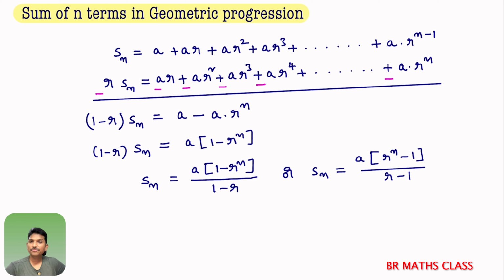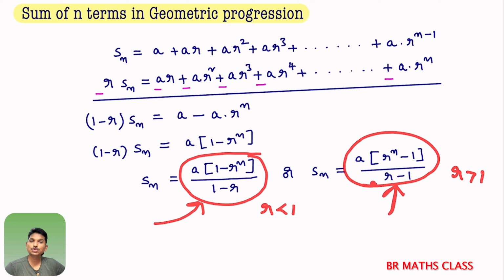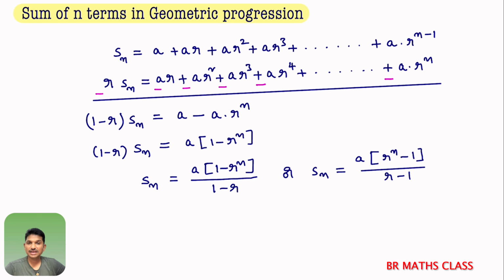So, sum of n terms in geometric progression formula is, we can use this formula or we can use this formula. But most of the cases, we will say this to the students. When r is less than 1, you choose sum of n terms formula like this. If r is greater than 1, then you choose sum of n terms formula like this. But the point is, you can choose any formula to calculate sum of n terms, whether r is less than 1 or greater than 1. I'll try to explain this with an example.